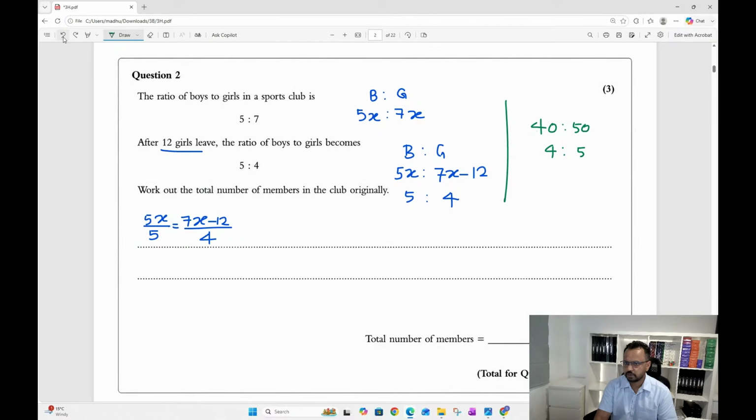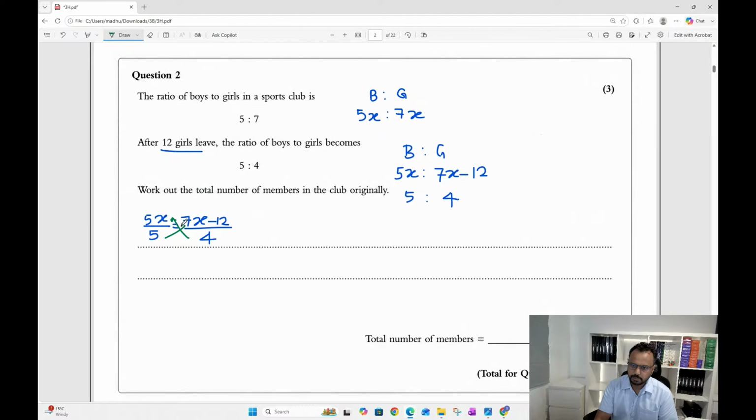Let me just quickly get rid of the stuff that you don't need here. But that is the point, guys. Okay. Now let's just do the normal multiplication here. So 4 times 5x, 20x. 5 times 7x, 35x. Take away 12 times 5 is 60. And you just need to do some simplification here.